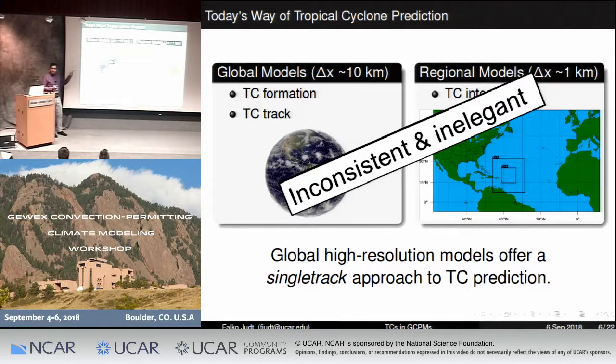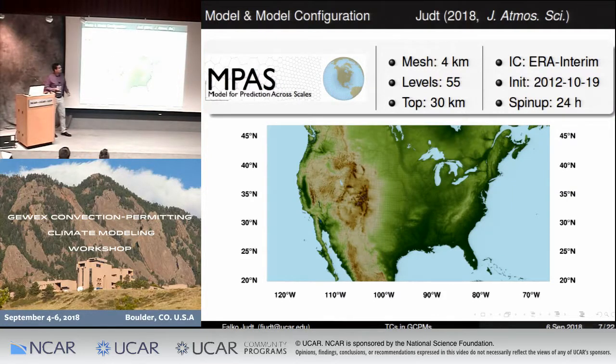And for the rest of the talk, I would like to present some results from a global convection permitting simulation, a 20-day long simulation that we did with the Model for Prediction Across Scales. So it's this global model on an unstructured mesh. And for this particular case, the mesh has a spacing of 4 kilometers, so nice and convection permitting, 55 vertical levels. The model top is at 30 kilometers.